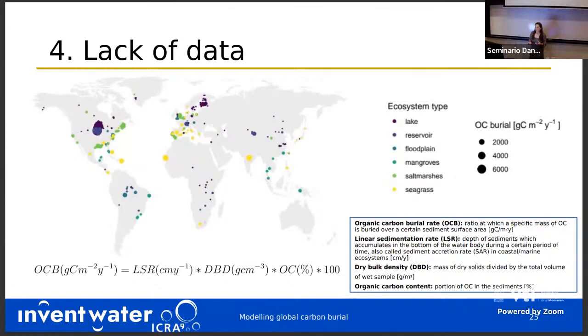Then there is the DBD, which is the dry bulk density that you need to measure on site or have an estimation of, and the organic carbon.